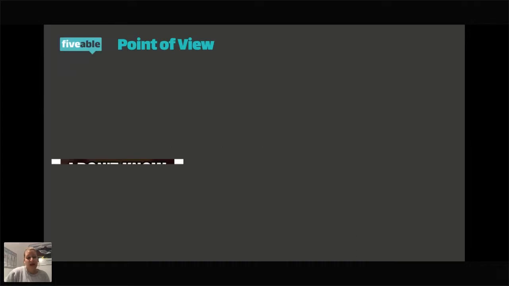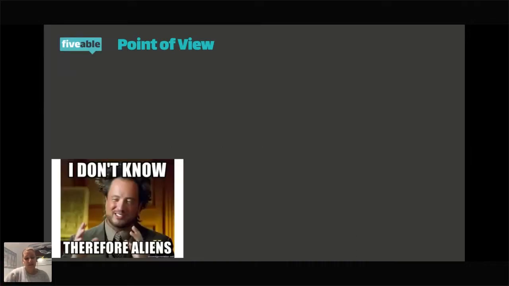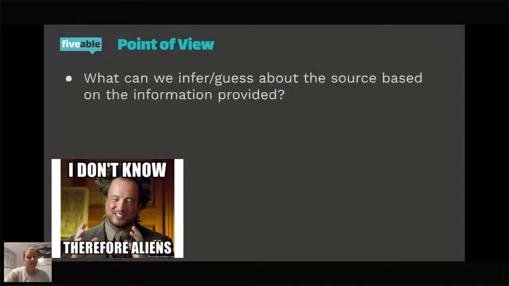And then our final P for HIP, and P is point of view. And this again is not student point of view, it's the source's point of view. So sometimes in the source, it'll say a little bit of background on the person, like this person was an advisor to the king. Well, we can look at that point of view because of who they are. So how is who they are or what they are shaping how they are presenting this document? And so what can we infer or guess about the source based on the information provided?